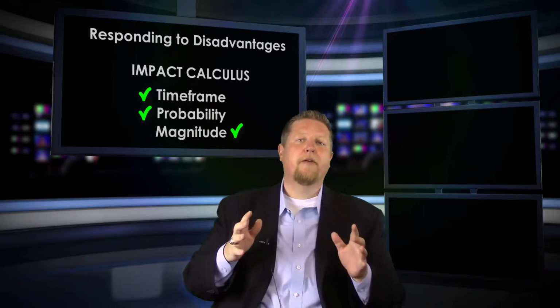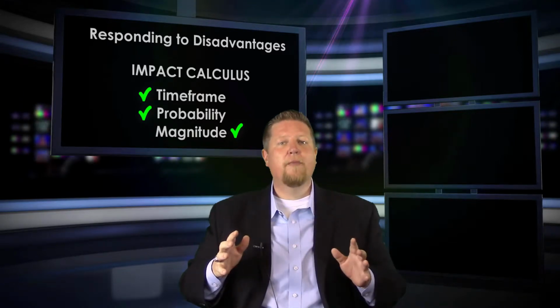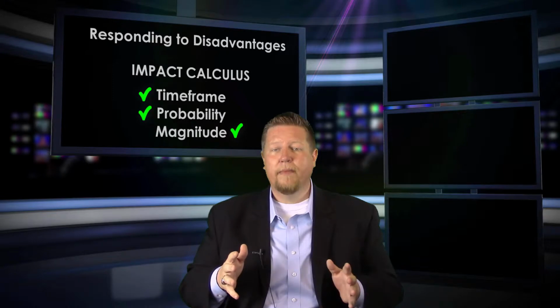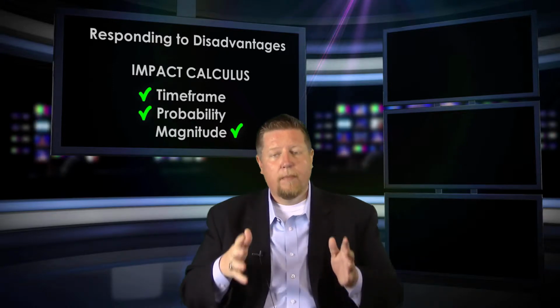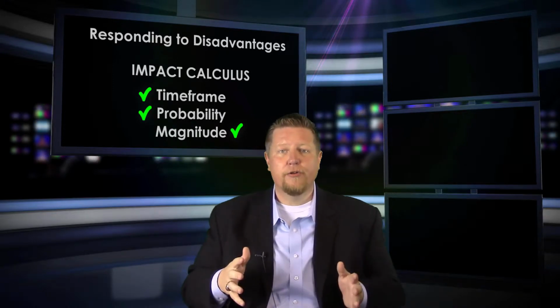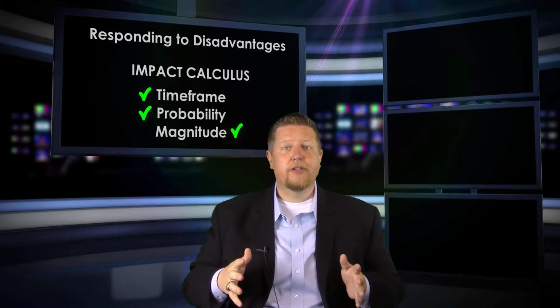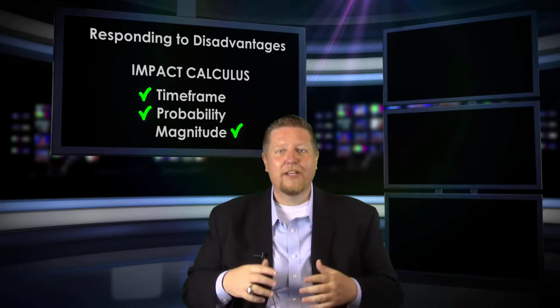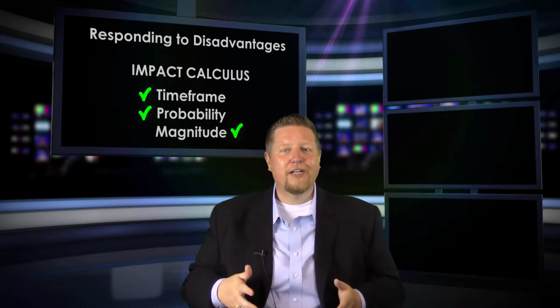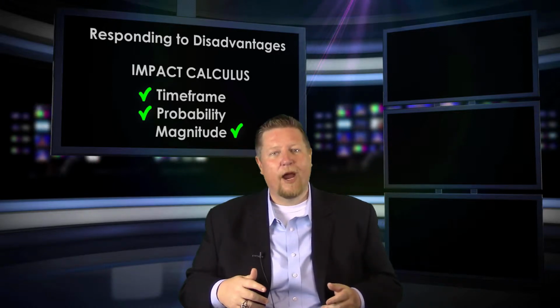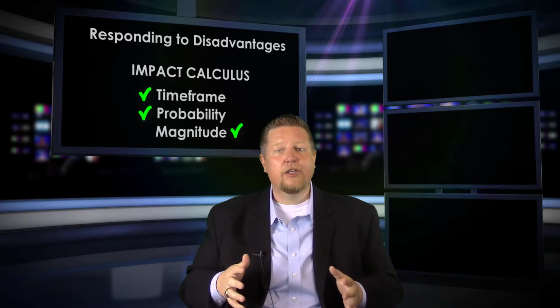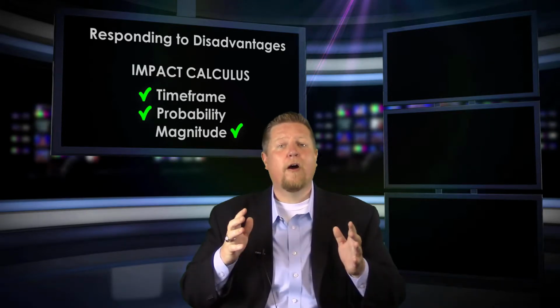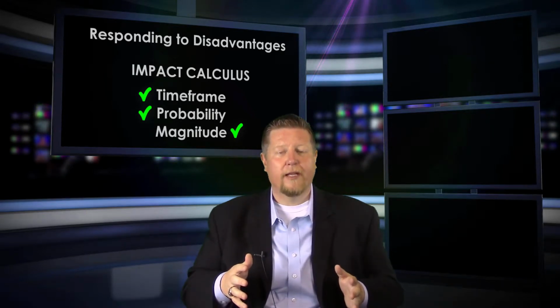Now it's time to compare the measuring sticks. Spending time with your friends won the time frame and probability debates, but studying for the test won the magnitude debate. Does that mean you decide to spend time with friends because it won 2 of the 3 debates? Nice try, but that's not really how it works. The magnitude in this case overwhelms the time frame and the probability because the consequences for failing the test are far worse than the benefits of spending time with friends.